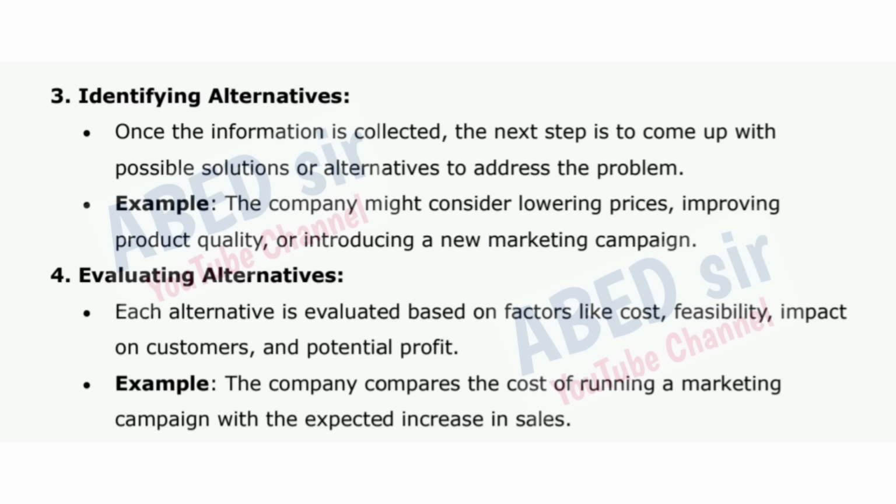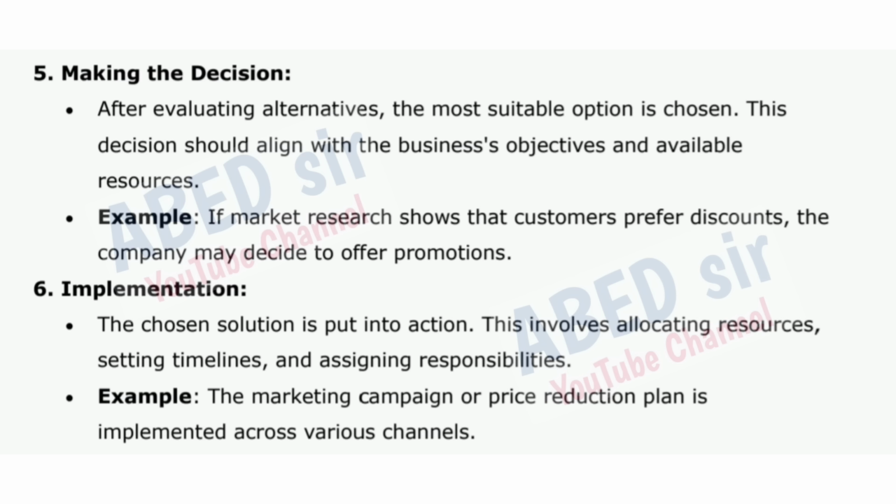4. Evaluating alternatives. Each alternative is evaluated based on factors like cost, feasibility, impact on customers, and potential profit. Example, the company compares the cost of running a marketing campaign with the expected increase in sales. 5. Making the decision. After evaluating alternatives, the most suitable option is chosen. This decision should align with the business's objectives and available resources. Example, if market research shows that customers prefer discounts, the company may decide to offer promotions.